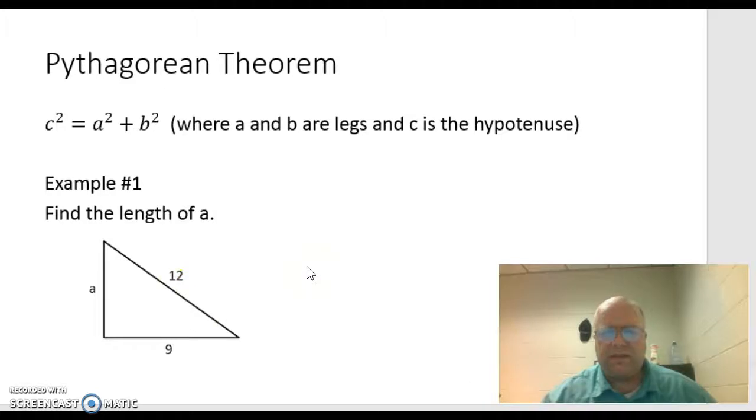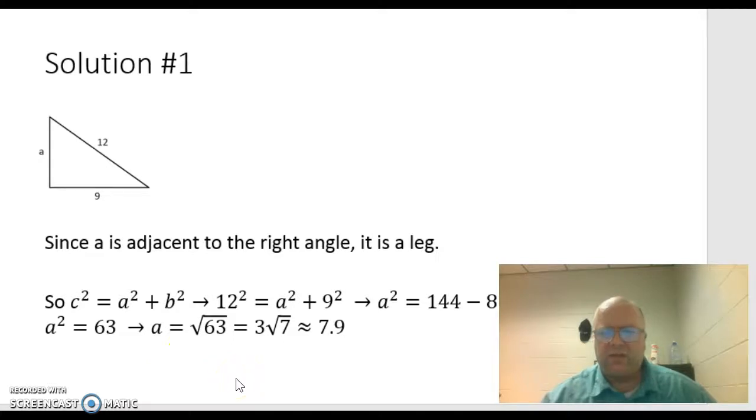So let's find the length of a. In this case, I designated this side as a. That would mean that this side would be b, the 9, and 12 would be our hypotenuse. So let's plug it in the formula. So we have c squared is equal to a squared plus b squared. This line right here just means that the next equation is also true. So 12 squared, replacing the 12 for c and the 9 for b, we get 12 squared is equal to a squared plus b squared.